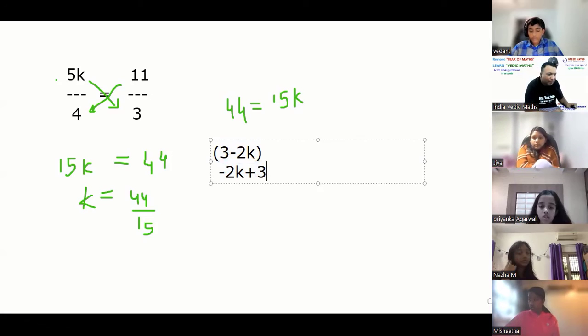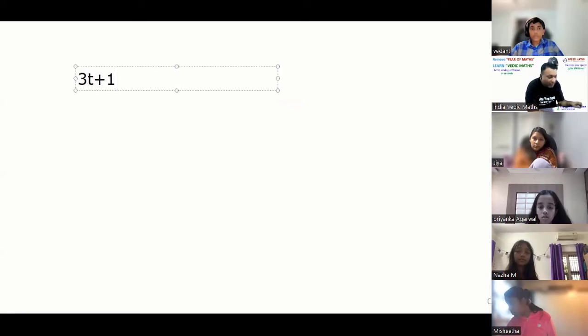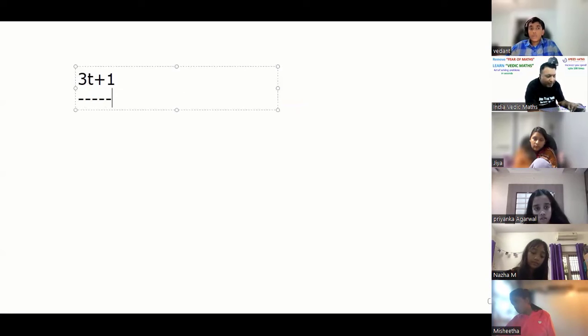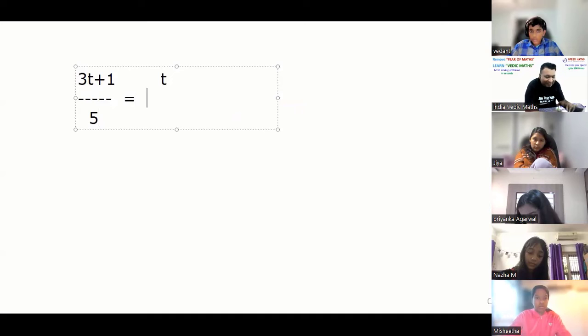So let's move on. Solve for t. 3t plus 1 by 5 equal to. I really want to see who can do this, because this is not an easy question. A lot of people make mistakes. So I'll explain this and the next you will do.